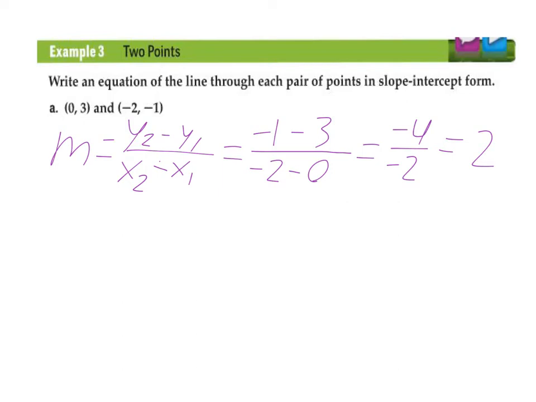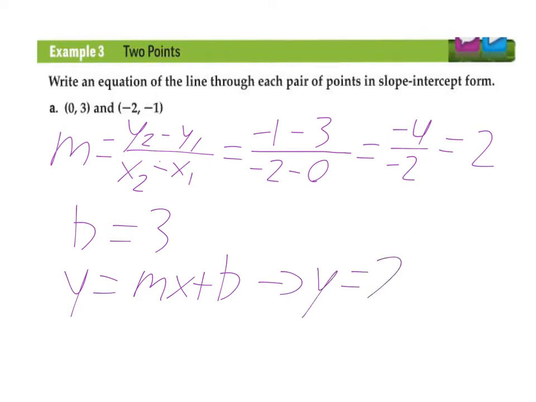All right. So we have our slope, our m. We also know if we look at our point 0, 3, this means x is 0, y is 3, which is also our y-intercept. So our y-intercept, our b value, is equal to 3. Plug this into our equation, y equals mx plus b, and that's going to give us y is equal to 2x plus 3.